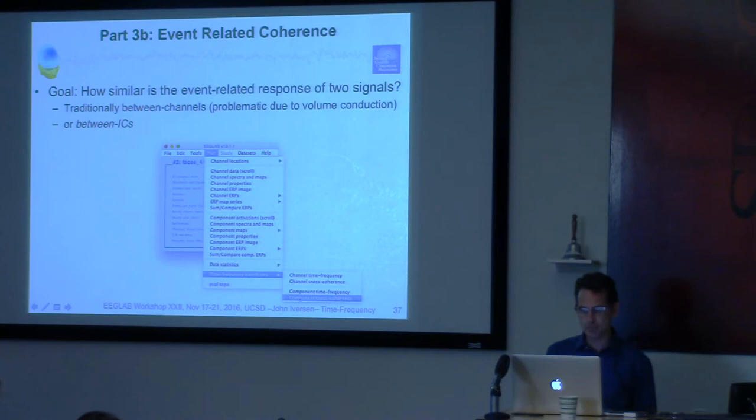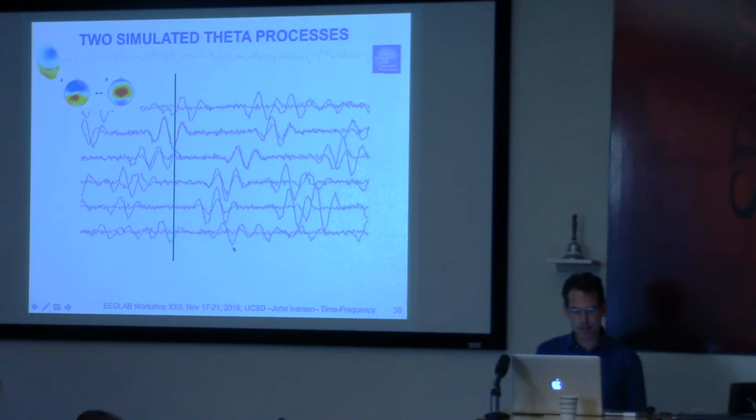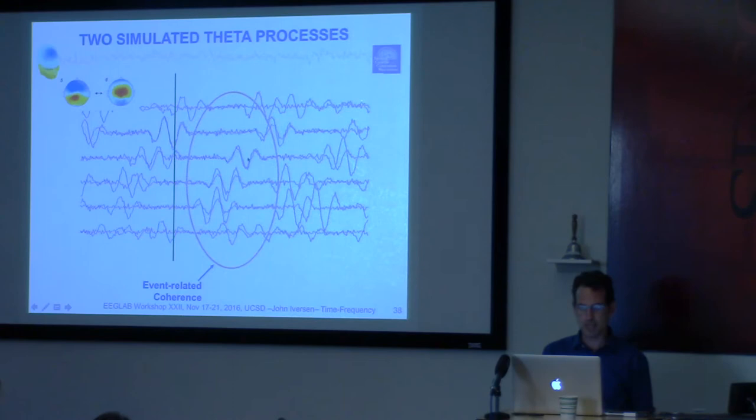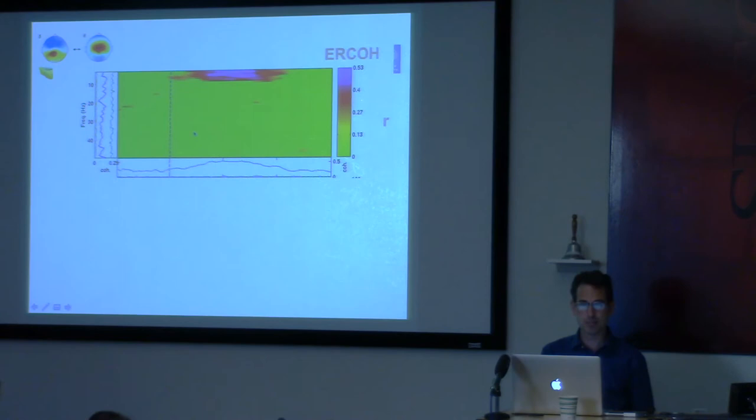So an example here of two simulated theta processes. At some times they're not aligned, but at other times they are aligned in phase. Choosing the EEGLAB plotting option, we get two plots. The event-related coherence plot is the first one. Here frequency is low at top. What this shows is that at low frequencies, there's a big increase in event-related coherence between these two signals. It means basically that the phase around 5 hertz has aligned following the stimulus.